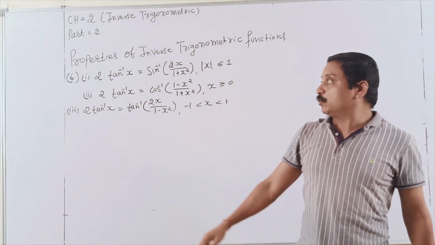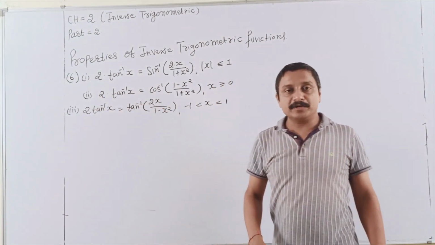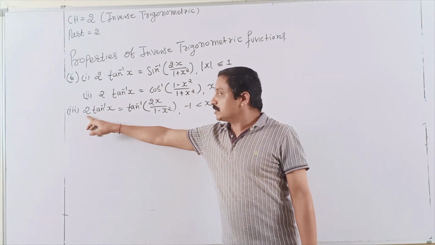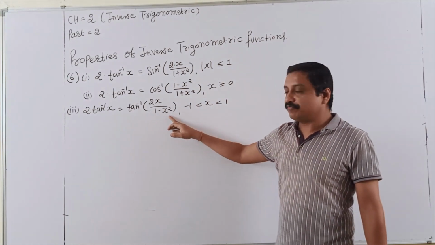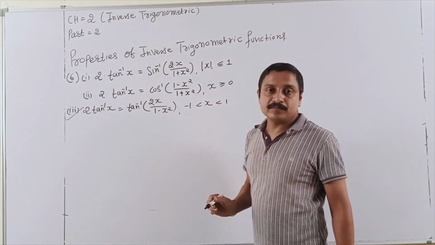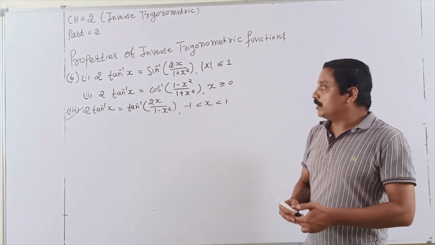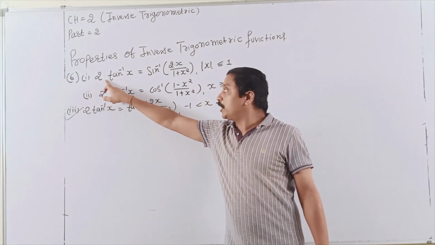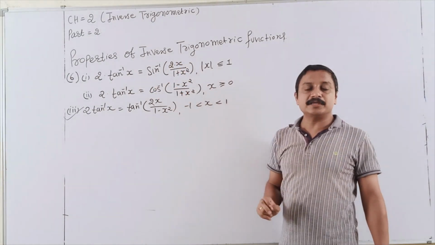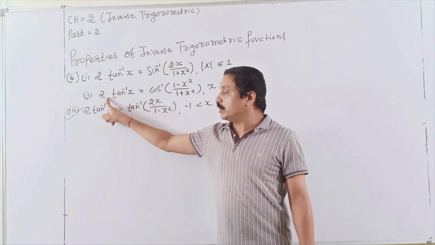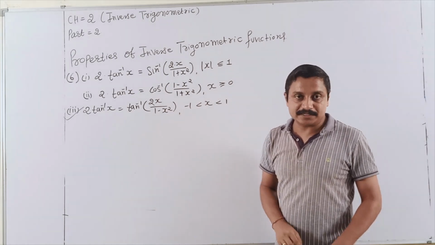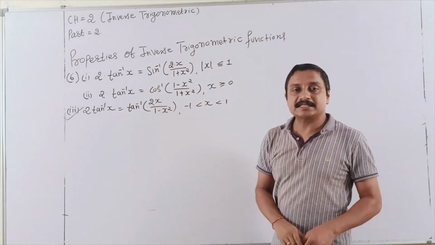Yes students, now I go to the last property, property number 6. Actually 6 and 5th are the same, but see here, the third property of 6 is already done in the 5th one. So this property is already completed in the 5th property. Now see the 6th one: 2 tan inverse x is equal to sin inverse of 2x by 1 plus x square, and the second one, 2 times tan inverse x is equal to cos inverse of 1 minus x square by 1 plus x square. So one by one I start our property.